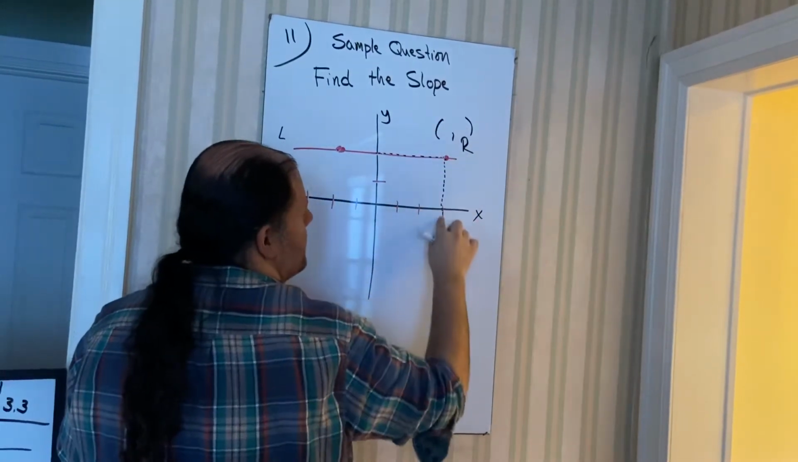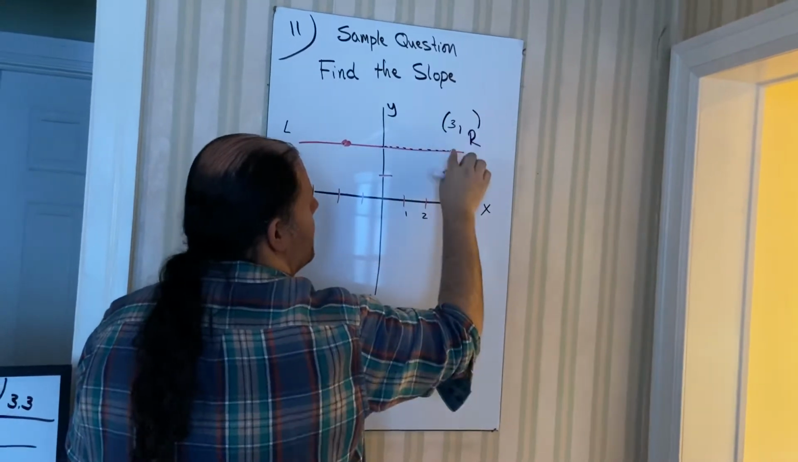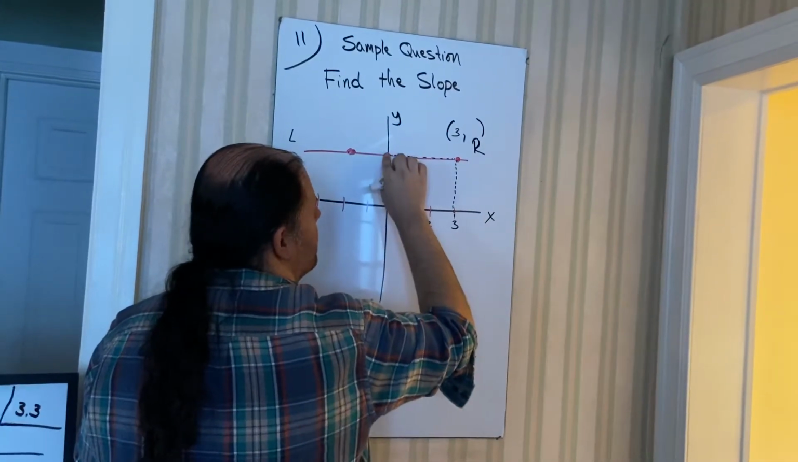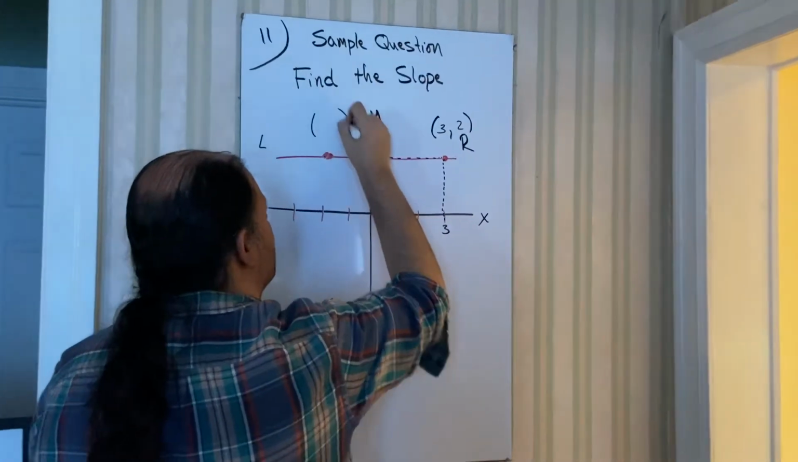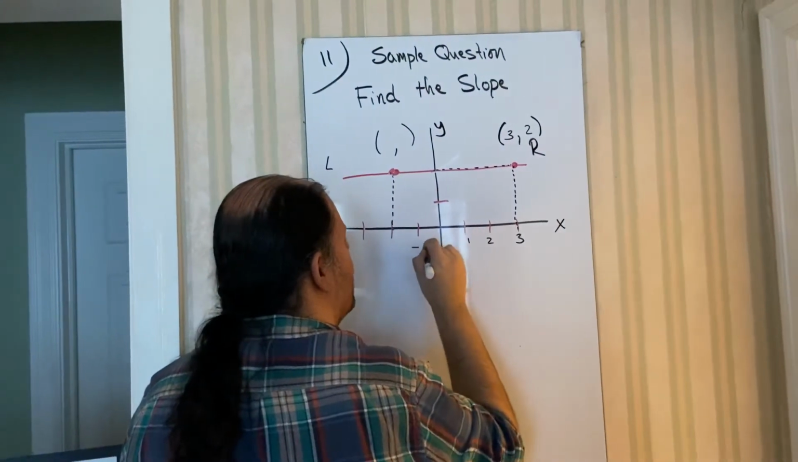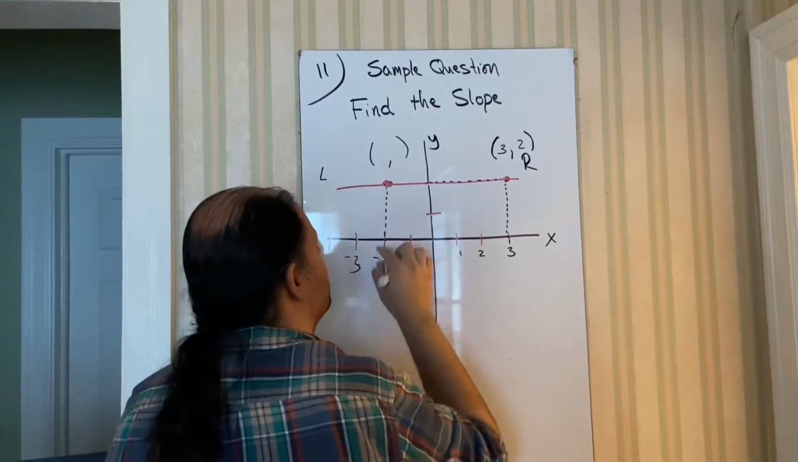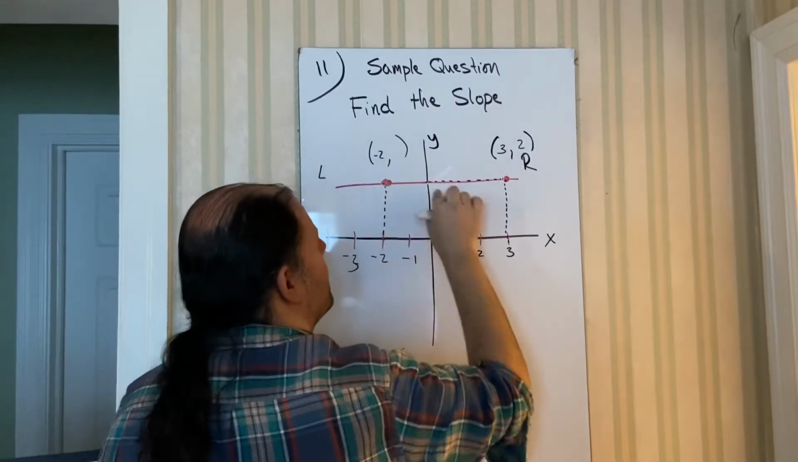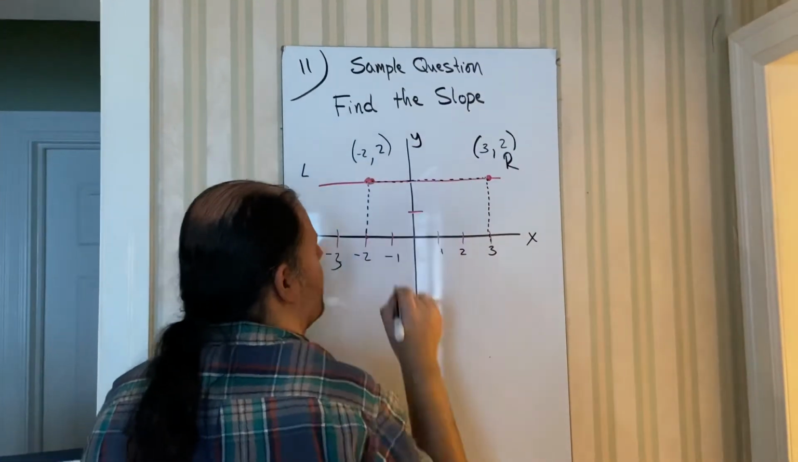So for our x, notice we went to positive 3. And then for our y's, notice we went over to positive 2. And for this ordered pair, notice for x, we went to negative 2. And then for y, we went to positive 2.